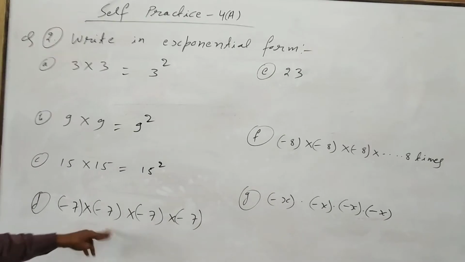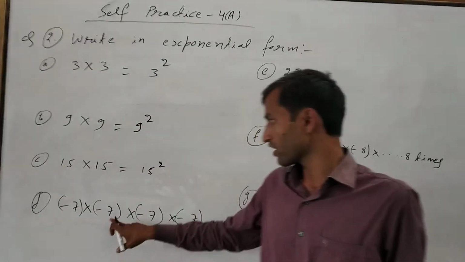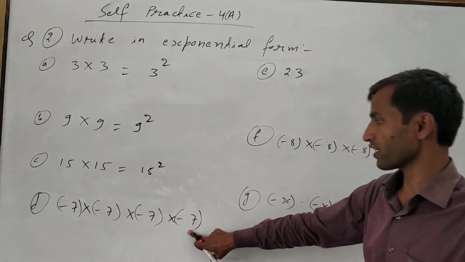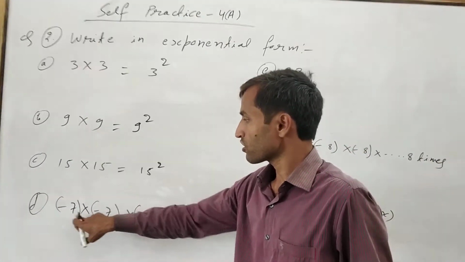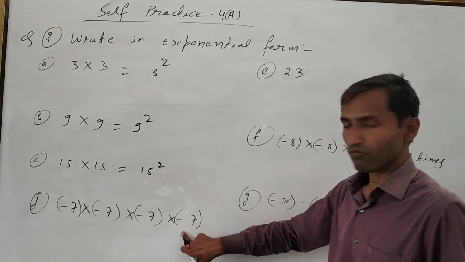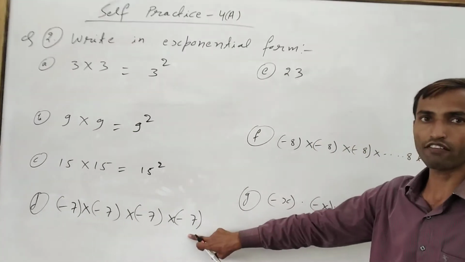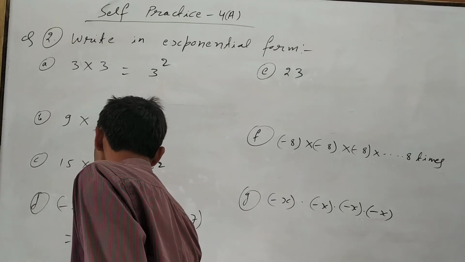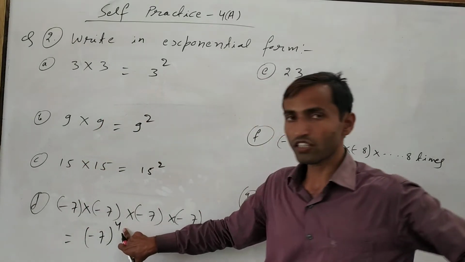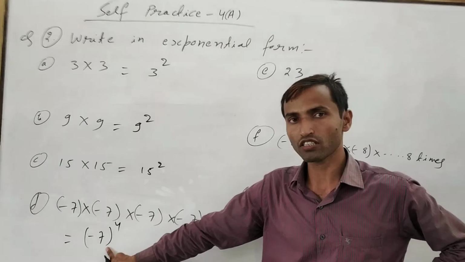Next one, here minus 7 into minus 7 into minus 7 into minus 7, 4 times are given here. So just count how many times there are. Minus 7 is multiplied by itself 4 times. So we have to write down here minus 7 to the power 4. So 4 is the exponent and minus 7 is the base.